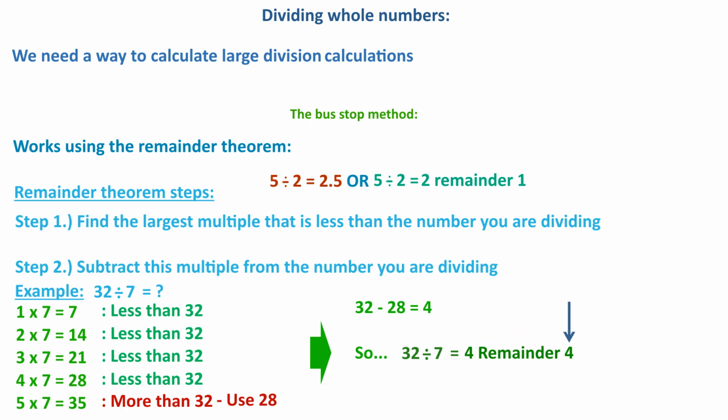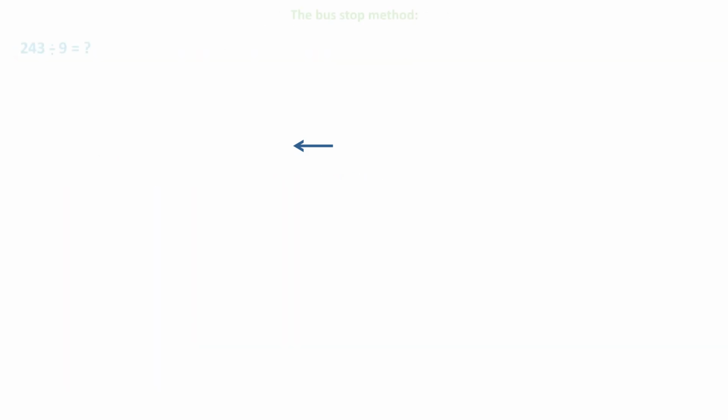Now the remainder theorem has its uses, but most of the time we want to express our answers as decimals. So you might wonder why I'm teaching you the remainder theorem. Well, it's because this bus stop method that we're going to use to calculate large divisions is based upon this remainder theorem. We've got an example on the screen, 243 divided by 9, and now I'm going to run through how you'd use this bus stop method to calculate the answer to this division.